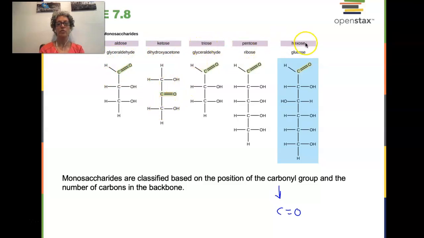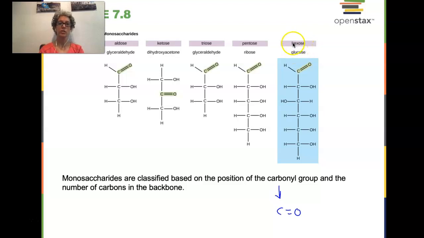Now, the last 3 are telling us how many carbons there are. We have a triose, 3 carbons. It is also an aldose because of the aldehyde. This is a pentose, 5 carbons. Also an aldehyde because, or an aldose, because it has an aldehyde group.